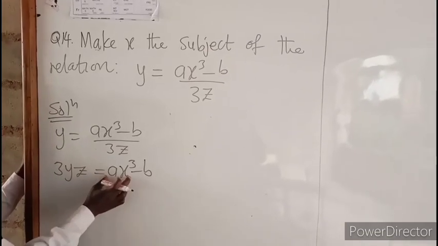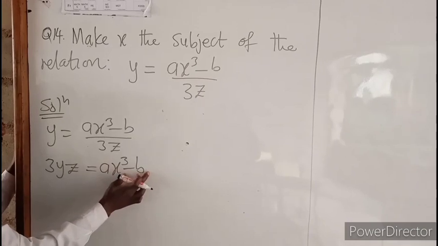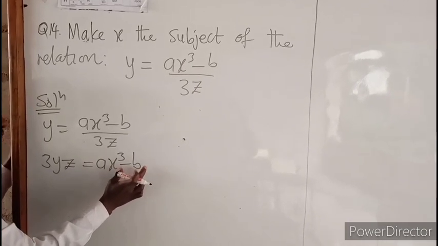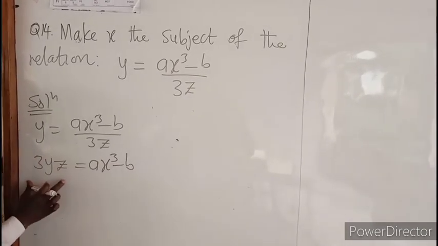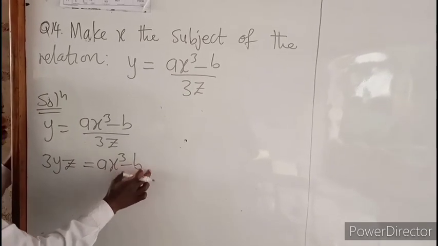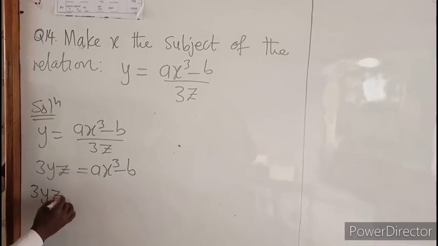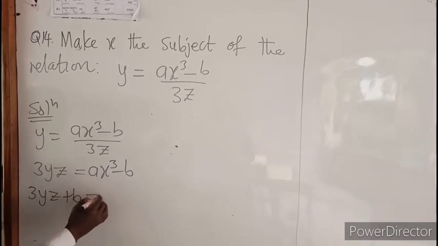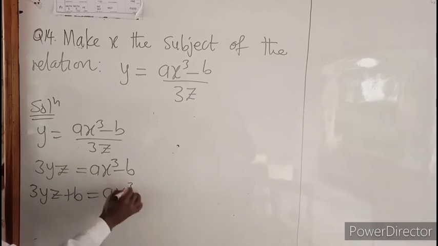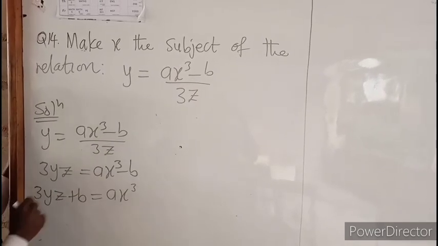We are aware that we are paying attention to x. So we take any loose term, which is minus b. When minus b is transposed to this side, it becomes a positive b. Or I'll add positive b to both sides. So this becomes 3yz plus b equals ax to the power 3. You know, minus b plus b will give you what? A 0.